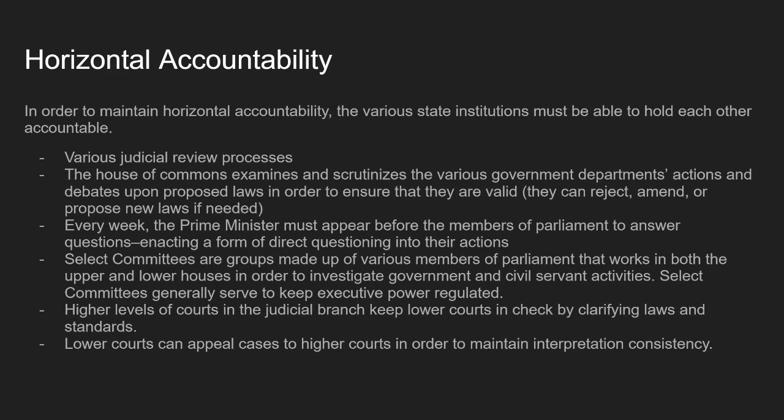In terms of horizontal accountability, the various state institutions must be able to hold each other accountable. For example, there are various judicial review processes, which we already covered. The House of Commons examines and scrutinizes the various government departments' actions and debates upon proposed laws in order to ensure that they are valid. They can reject, amend, or propose new laws if needed. Every week, the Prime Minister must appear before Parliament to answer questions, enacting a form of direct questioning into their actions. This transparency is generally a check on executive power.